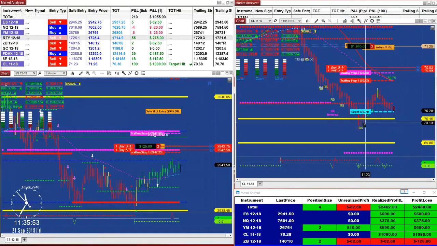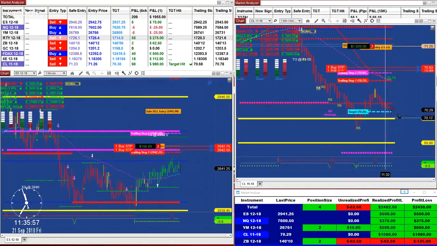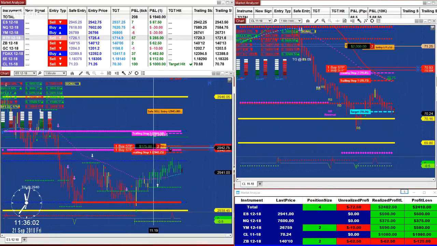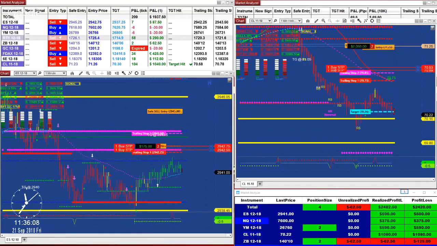You see, the CL did not do anything once it went and hit the target. There is not much going on in the CL. And I'm going to keep my eye on the NASDAQ for you guys.